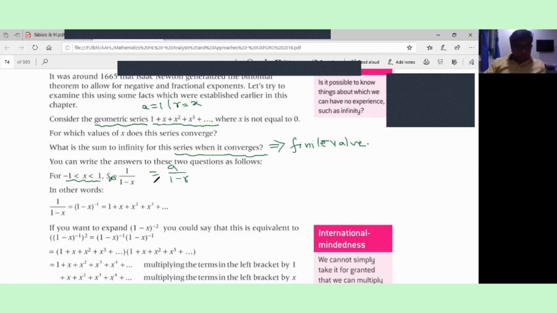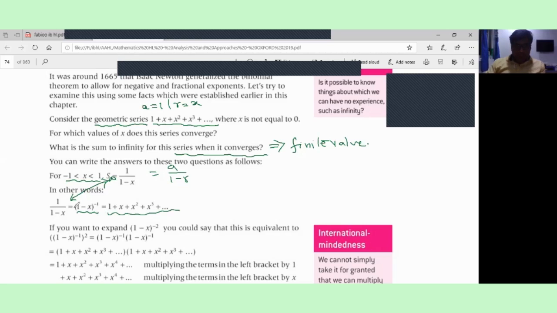Now, see the magic now. Can I say 1 upon 1 minus x? That is the same thing. Can I say it is 1 minus x raised to minus 1? So automatically, the sum of this infinite series is this much, right?